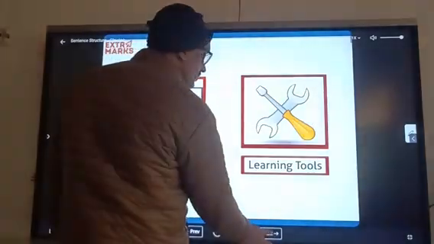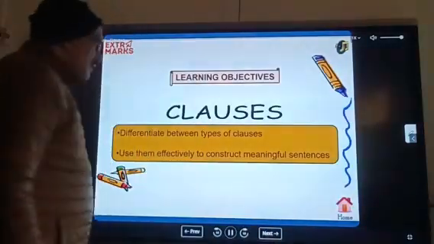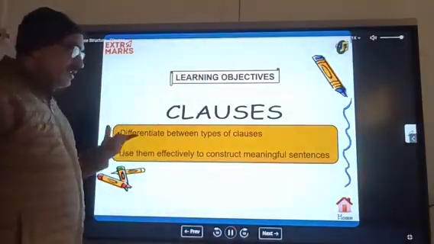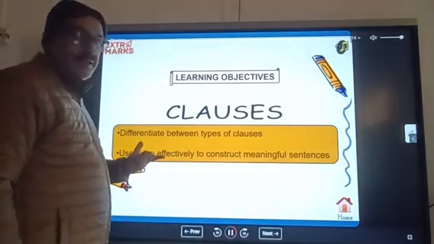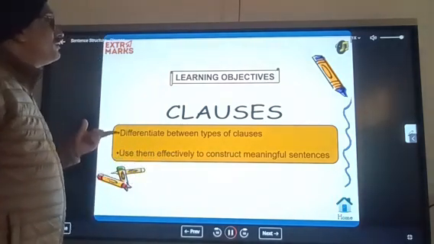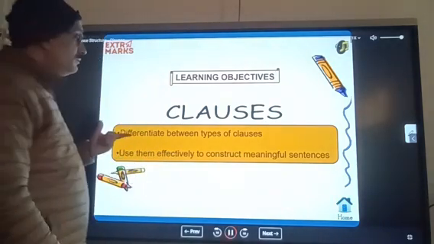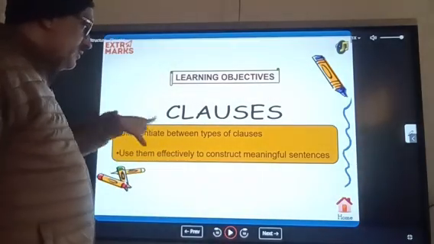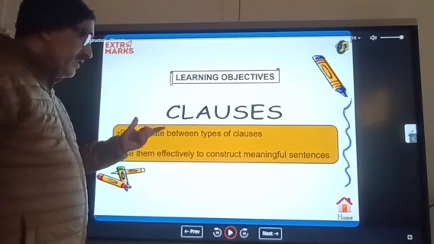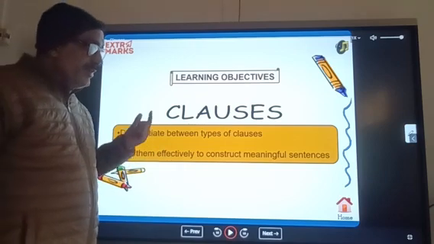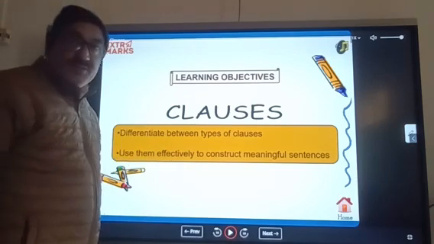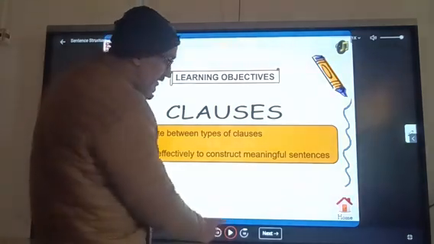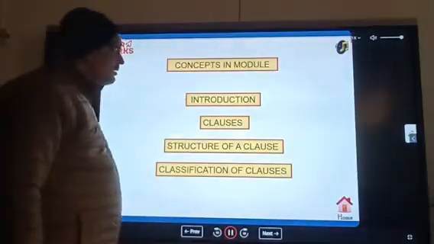Learning modules. By the end of this module, you shall be able to differentiate between types of clauses and use them effectively to construct meaningful sentences. The concepts in this module.